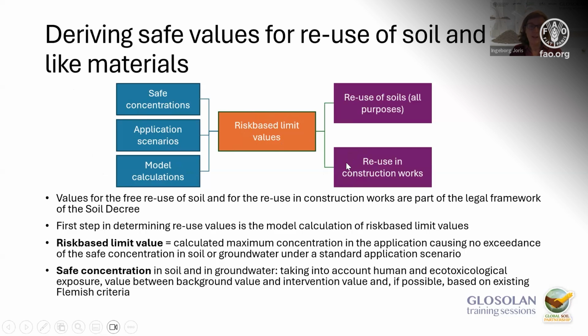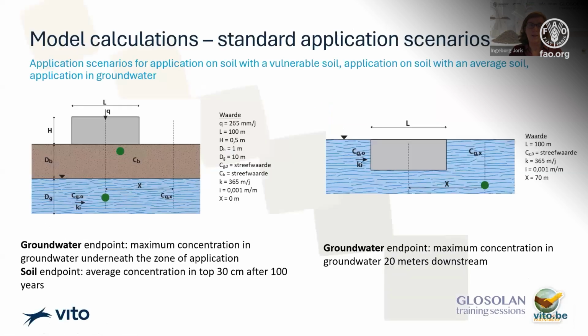So to get to these reuse values, first you determine which are the safe concentrations in soil and groundwater that you don't want to exceed. And then in these standard application scenarios, the model is used and you can calculate the maximum value that's allowed not to exceed these safe concentrations. And from this, then legal limits for the reuse of soil are determined. These are then the application scenarios that are fixed. So you have a typical reuse scenario, and that is used for your calculations.